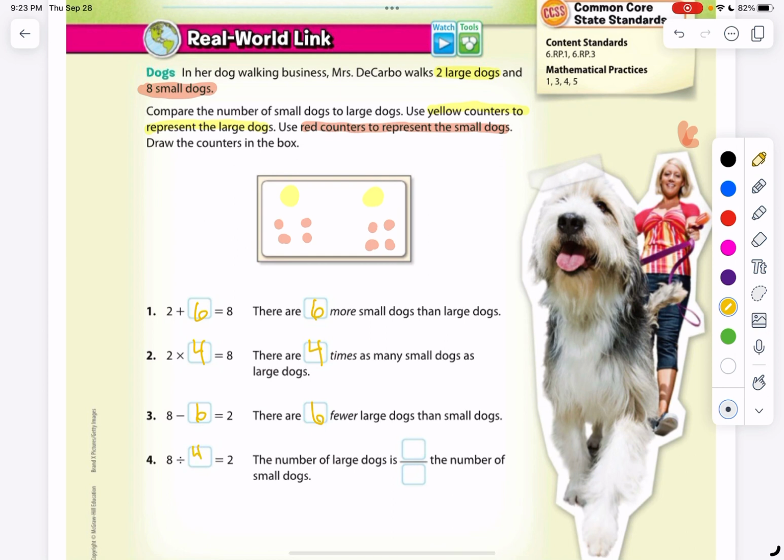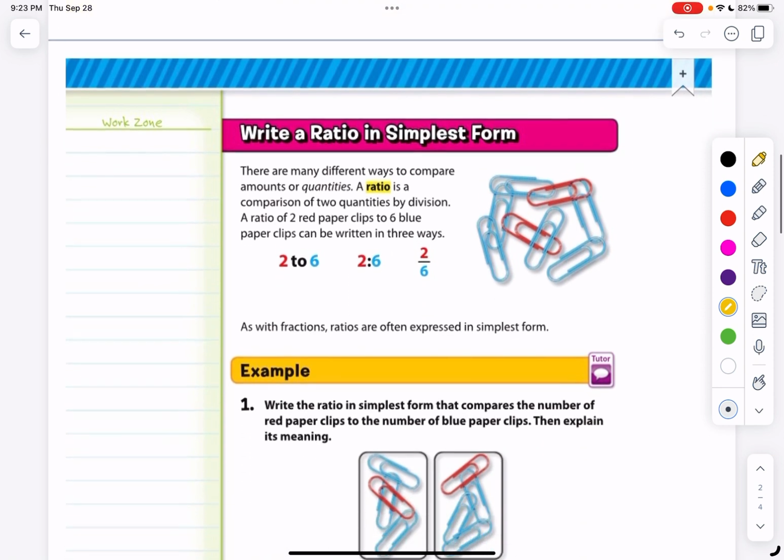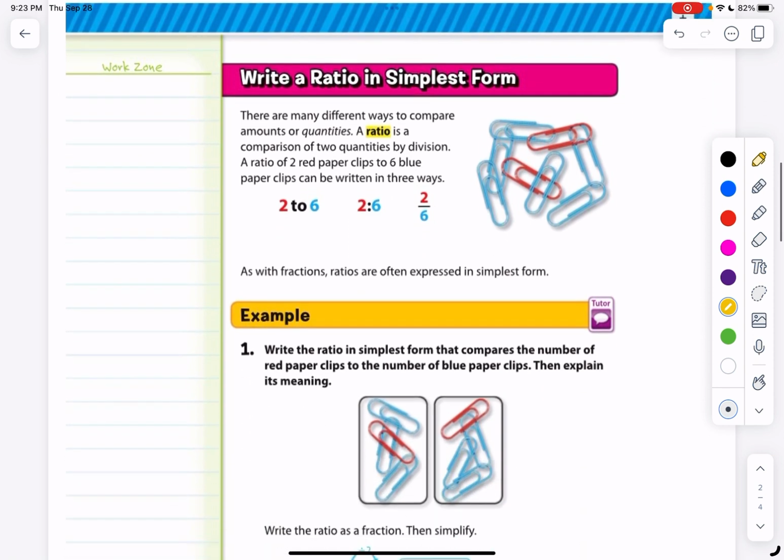And 8 divided by 4 equals 2. The ratio of the number of large dogs to small dogs is 1 to 4. So, in other words, for every 1 large dog, there are 4 small dogs in Mrs. DeCarbo's group. Let's think about writing a ratio in simplest form.